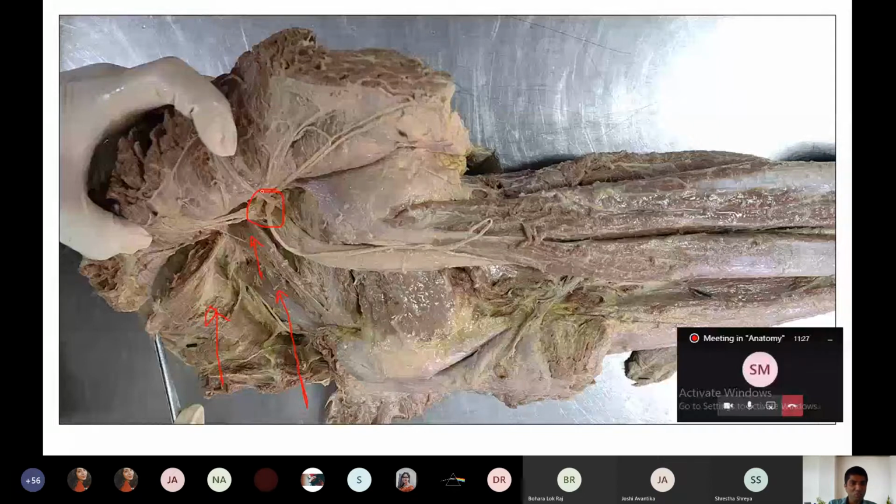See, these are the superior gluteal vessels. It's running with the nerve, the superior gluteal nerve. And here also, inferior, not superior. This one is the inferior gluteal vessel, and this one is the inferior gluteal nerve. This one is the superior gluteal nerve. Since these are lying below the piriformis, so these are the inferior. And this one is the posterior cutaneous nerve of the thigh. And this one is the sciatic nerve.